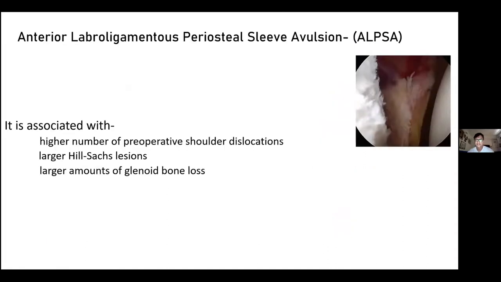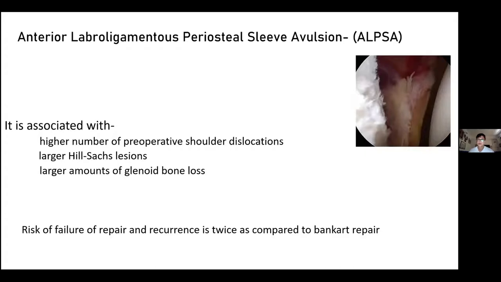So what is the significance of ALPSA? ALPSA is usually associated with a higher number of preoperative dislocations, and usually signifies a larger Hill-Sachs lesion and a larger amount of glenoid bone loss. So the presence of ALPSA itself means there is a high risk of repair failure, and the recurrence rate is twice as compared to Bankart repair.